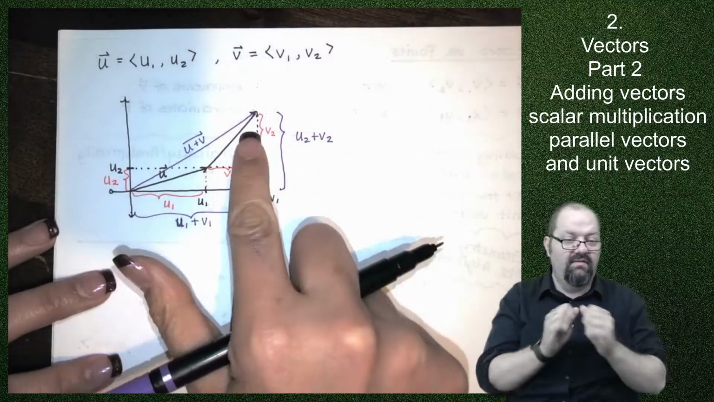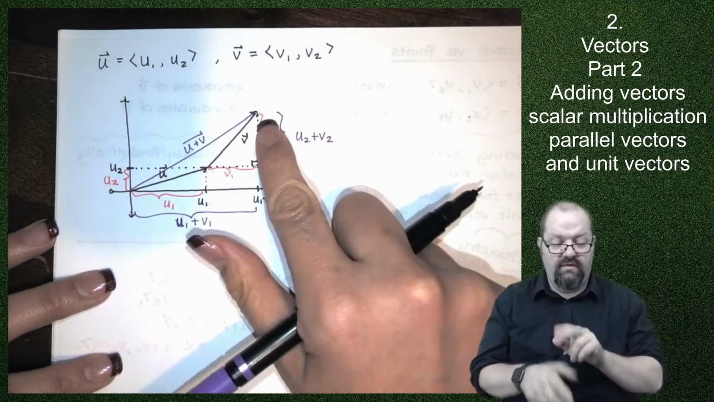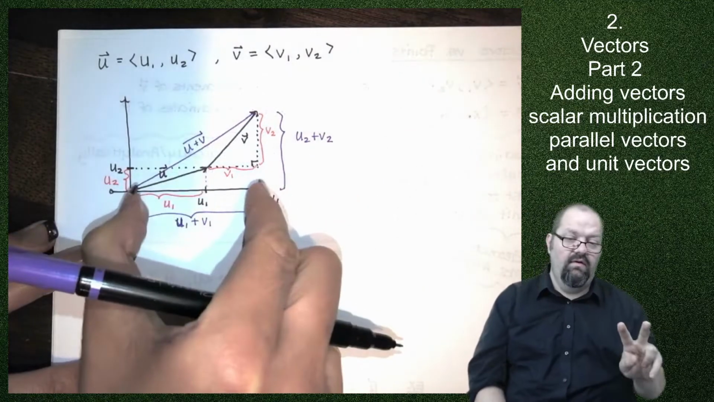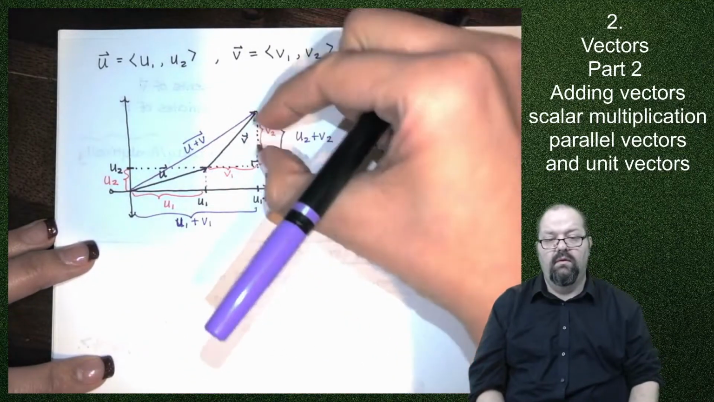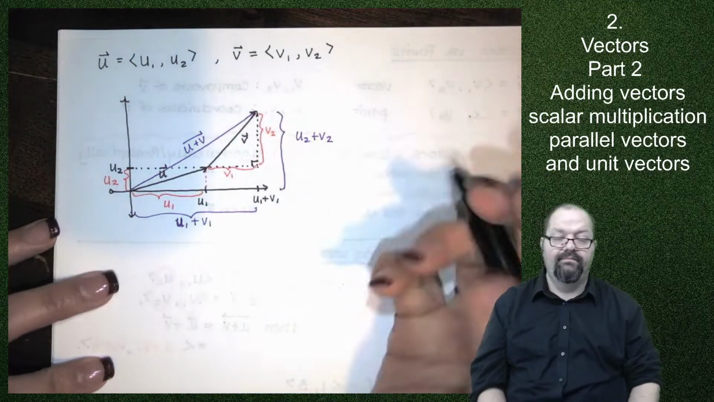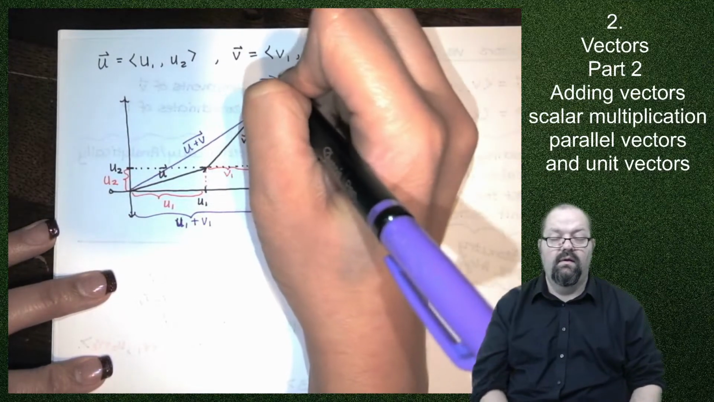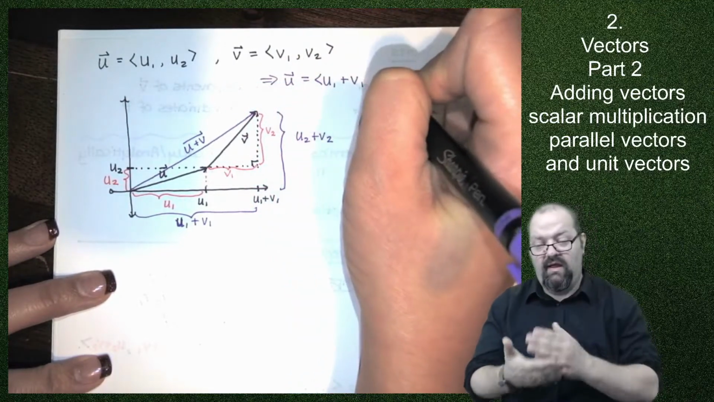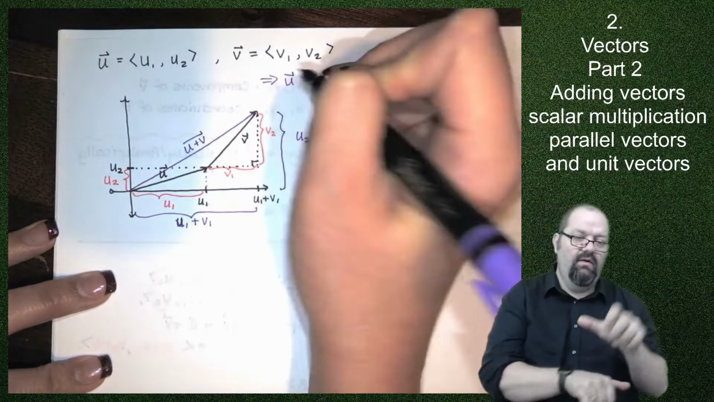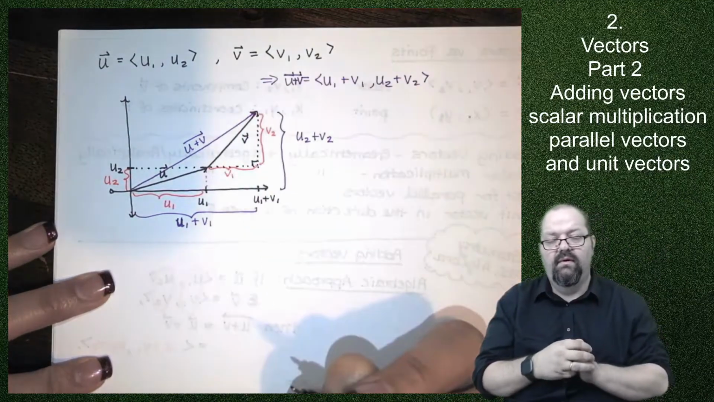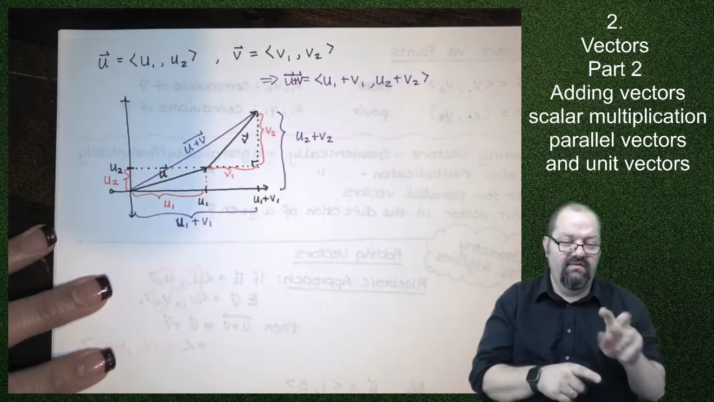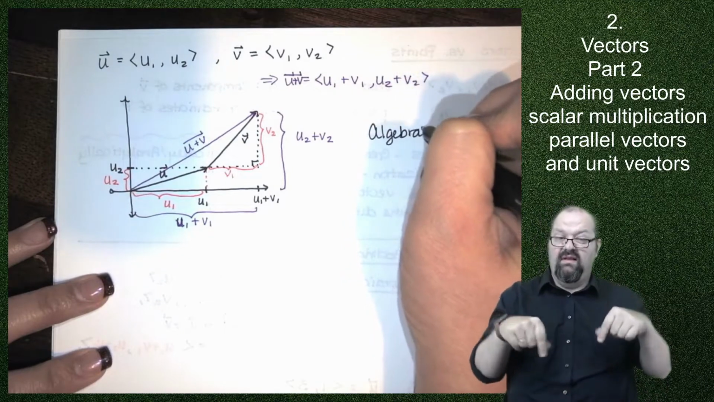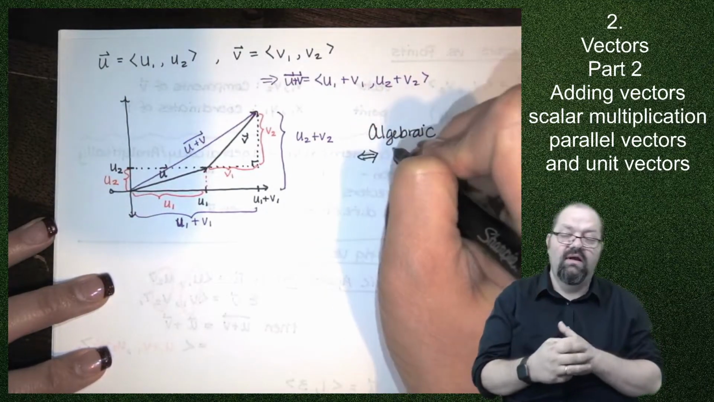So if I'm adding geometrically, I do u plus v equals u plus v. If I'm adding analytically or algebraically, I do u1 plus v1, and then u2 plus v2. When I'm adding algebraically, that's my result. Add component by component. So we can see from this picture that u plus v equals that. We get exactly the same thing either way. So the algebraic approach and the geometric approach are equivalent.